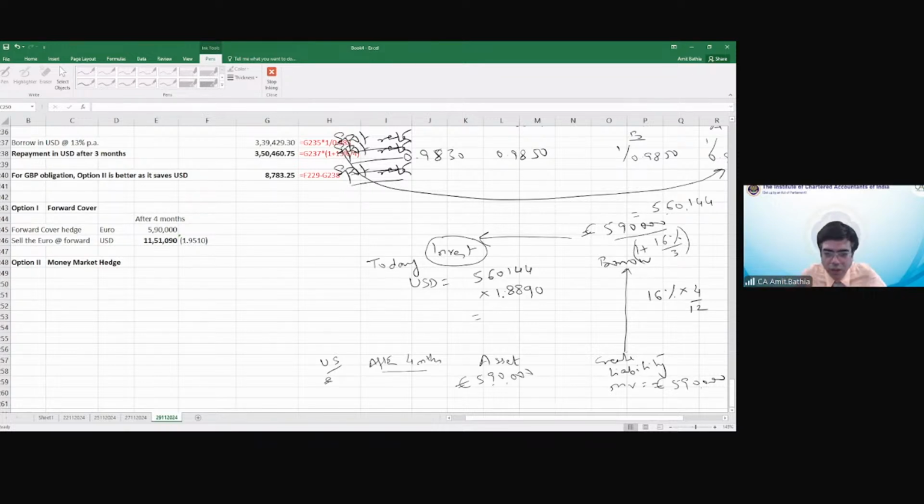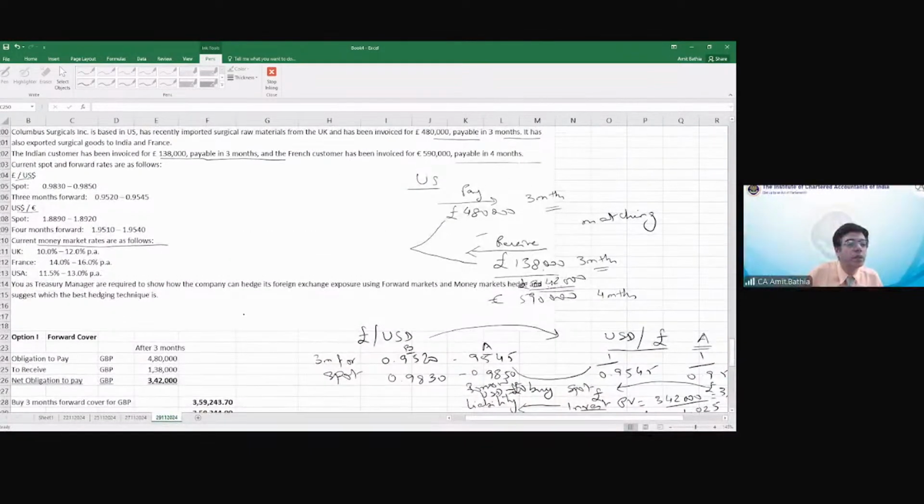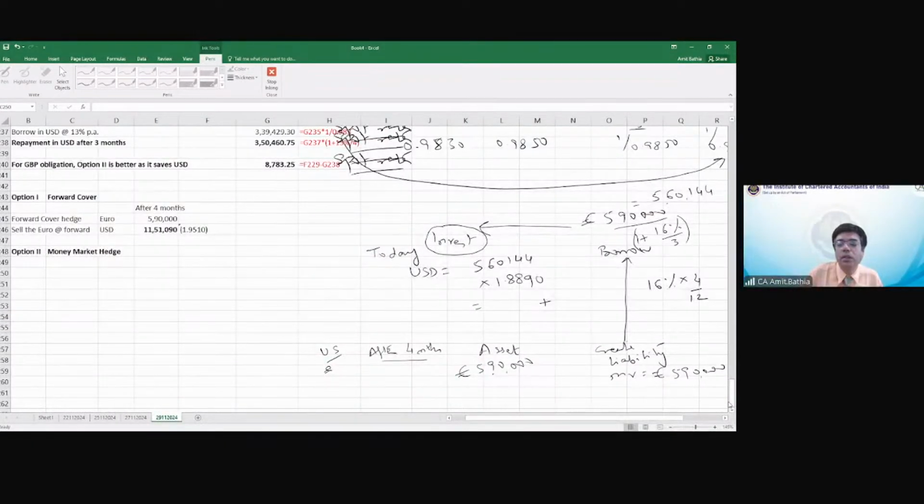Whatever this amount is, it should be more than 10 lakhs, right? I will invest this money and then I will earn interest on that. How much interest will I earn? In US, I am earning 11.5%. So I will multiply this into 1 plus 11.5% divided by 3. You know why 3, right? Because it is for 4 months, so into 4 upon 12, that means divided by 3. What will be this number?